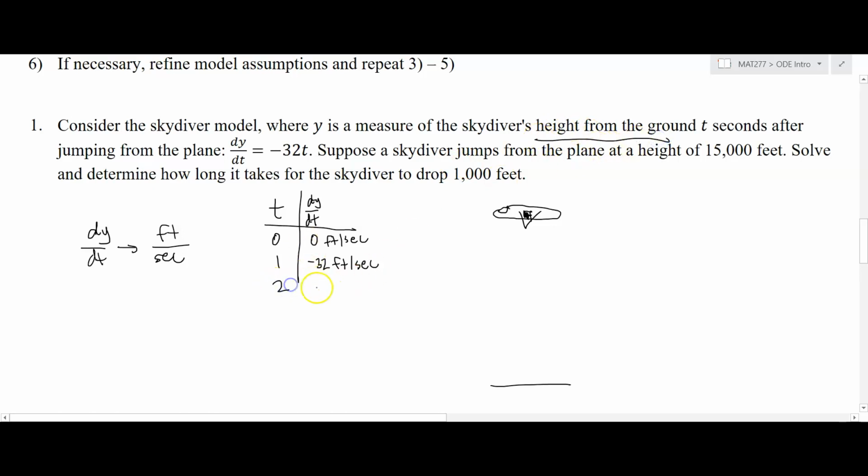After 2 seconds, wow, the skydiver is falling at a very rapid speed, right? Because this is what we often attribute to the effects of gravity. So, acceleration due to gravity. So there's some acceleration built in here.